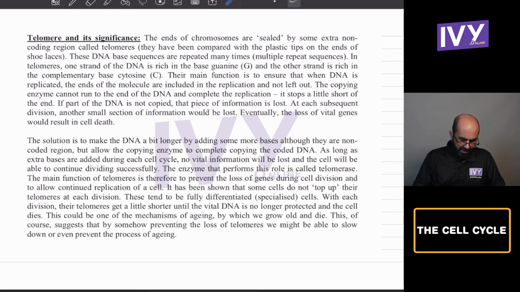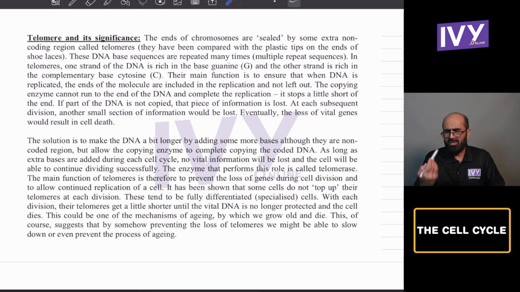So, dividing successfully, the enzyme that performs this role is called telomerase. The main function of telomerase is therefore to prevent the loss of genes during cell division and to allow the continued replication of a cell. It has been shown that some cells do not top up their telomeres at each division. These tend to fully differentiate.